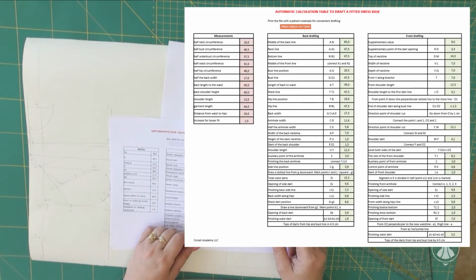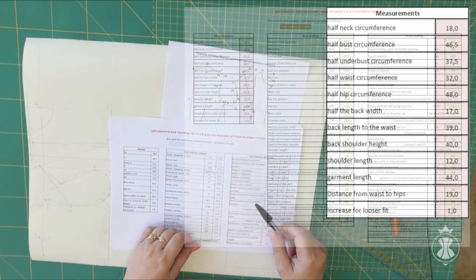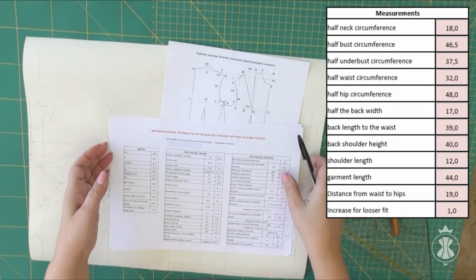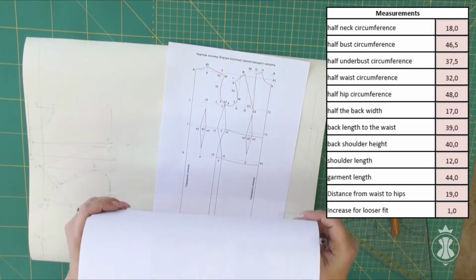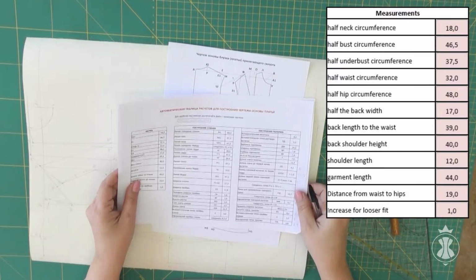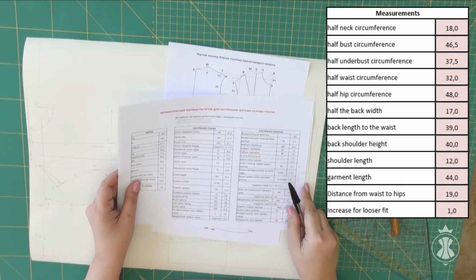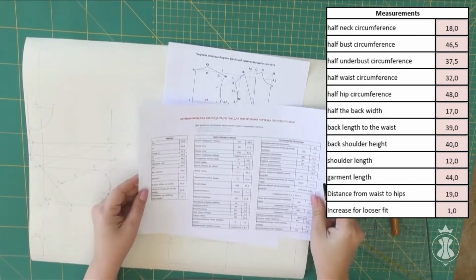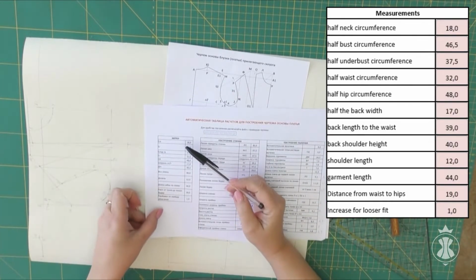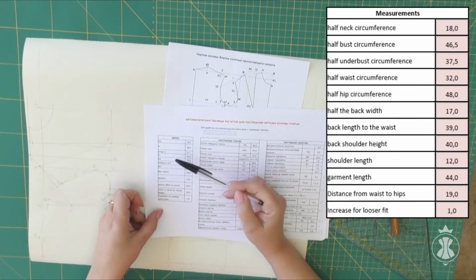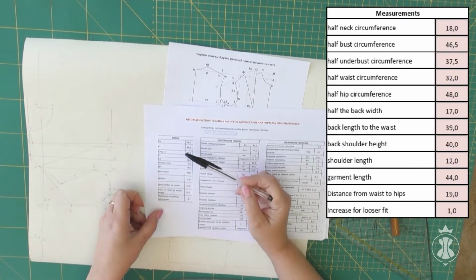Enter all necessary measurements of a client in the table Measurements. Half neck circumference, 18 centimeters. Half bust circumference, 46.5 centimeters. Half under bust circumference, 37.5 centimeters. Half waist circumference, 32 centimeters. Half hip circumference, 48 centimeters.